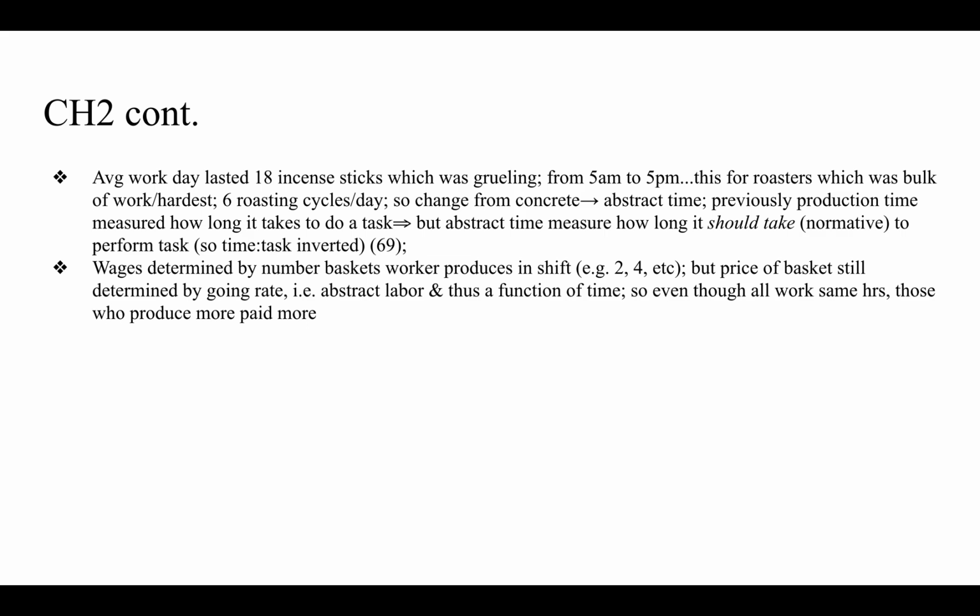Previously, production time would be measured based on how long it takes to do a task, but with abstract time, now it's measured on how long it should take to perform a task. So time and task are inverted. Normally, when we work, we say, oh, it took me this long to make something. But no, capitalist abstract time says it should take you this long to make this much. So the time is already measured in advance, as a known unit.